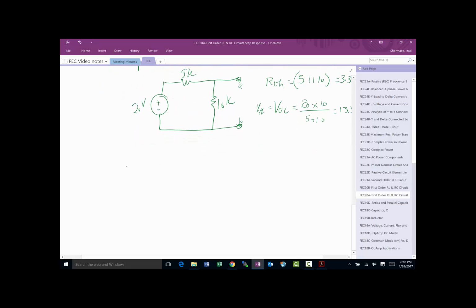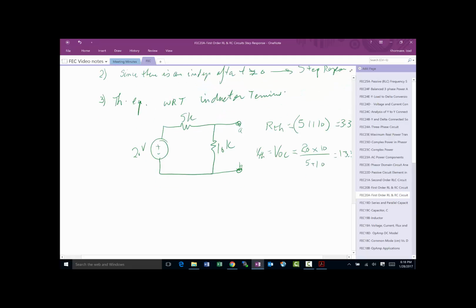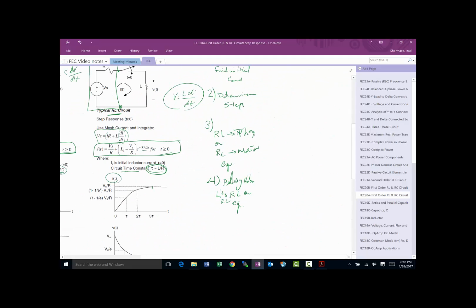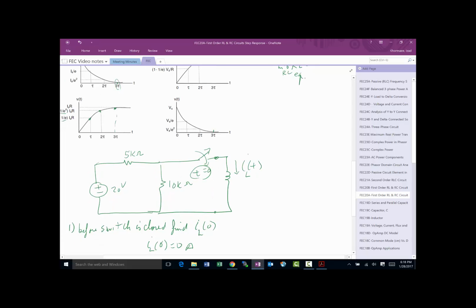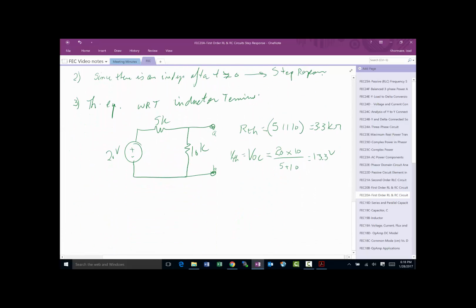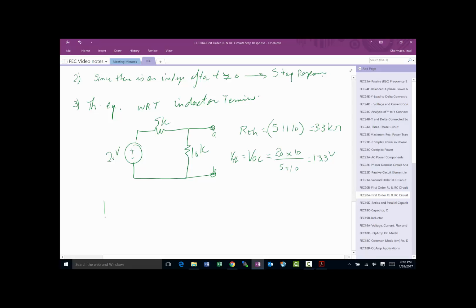So now I can redraw the circuit for step 4. If you go up here, step 4 is to plug the values in and figure out what RL is. So I've got the Thevenin equivalent, which is 13.3 volts. I've got R Thevenin, which is 3.3K, and then I've got my inductor in here. And earlier I figured out that IL at time 0, the initial condition, was 0.